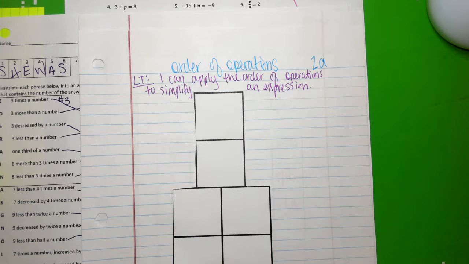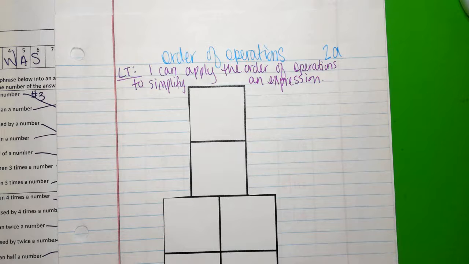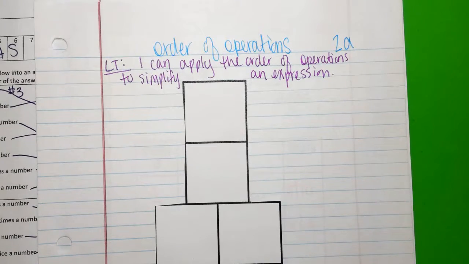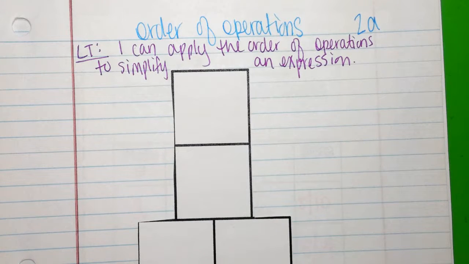Alright, here we go. Order of operations. Our learning target says I can apply the order of operations to simplify an expression. So the first part, we're going to write down order of operations. We're going to talk about it, even though I know you've done it before, but we're going to make sure. We're going to do 2 examples, maybe 3, and then I'm going to let you loose on your activity.